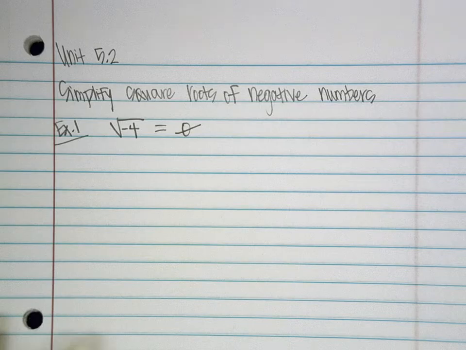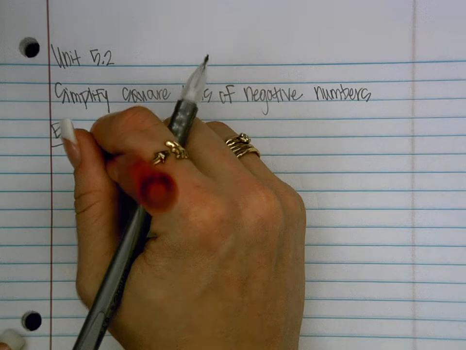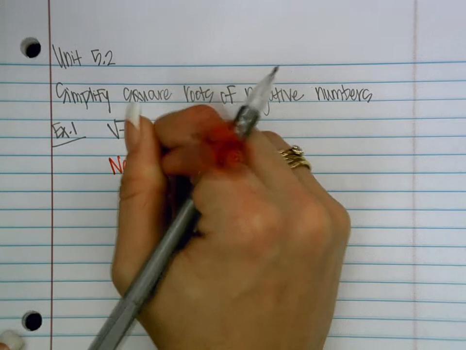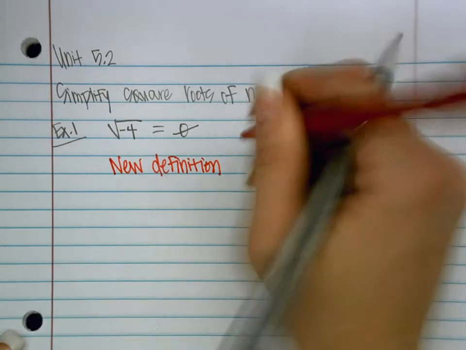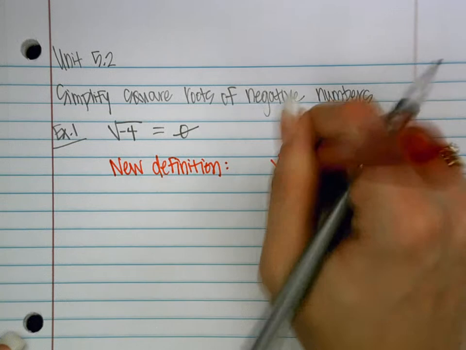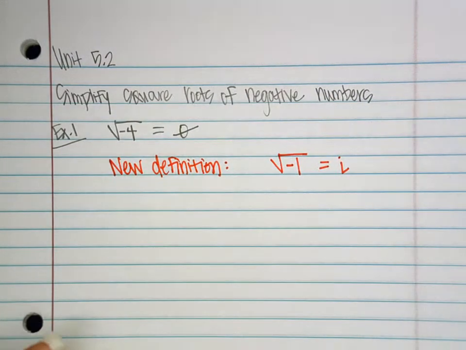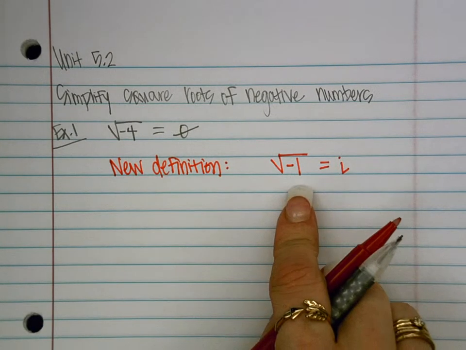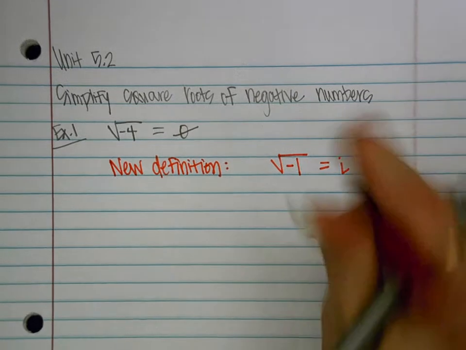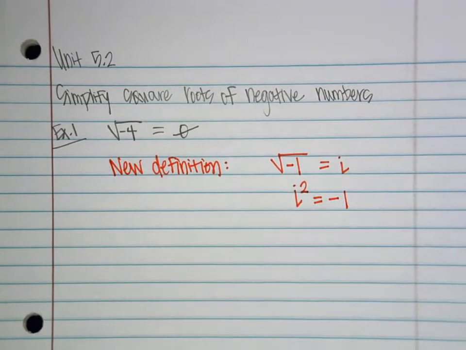Now, unfortunately, I'm going to give you a new definition. The new definition that you need to know is that the square root of negative 1 is equal to i. And I put the little tail on there so it looks more like an i, not like a 1. You also need to know that i squared is equal to negative 1.